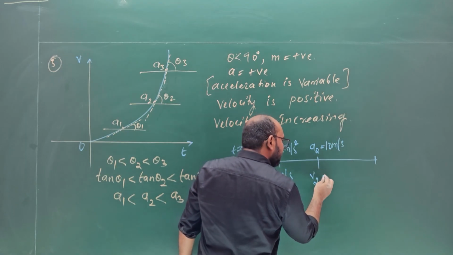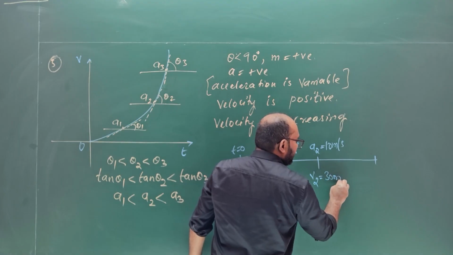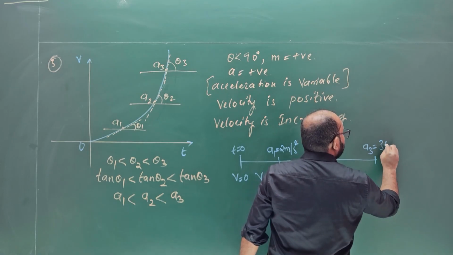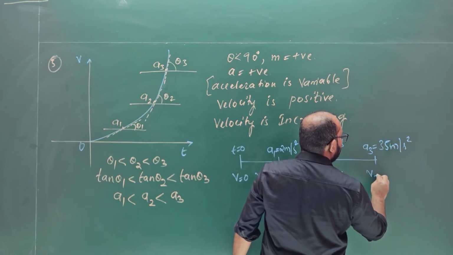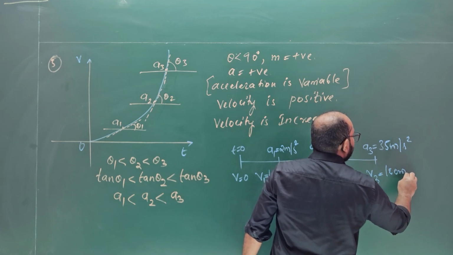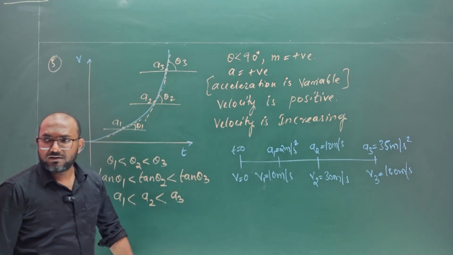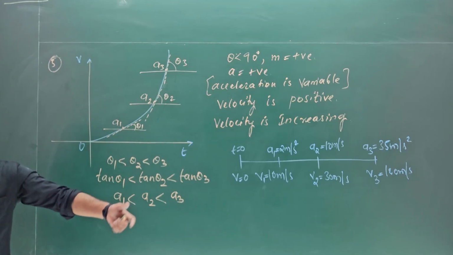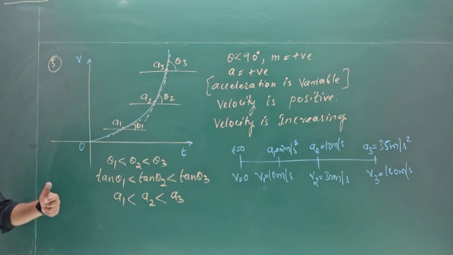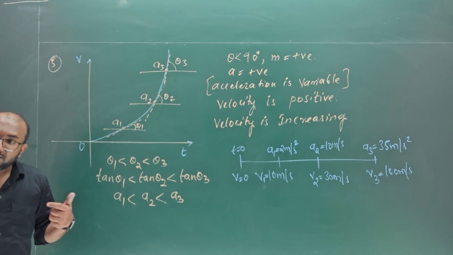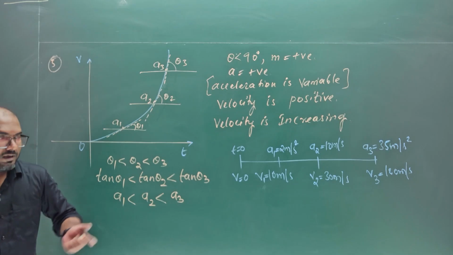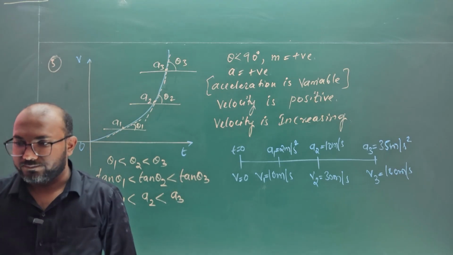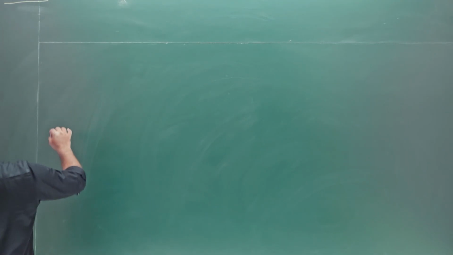At that time, let's say the velocity is 30 meter per second. Similarly, a3 let it be 35 meter per square second. v3 is equal to, let it be, 100 meter per second. So if acceleration is not constant, definitely velocity won't increase at the same rate. It will increase by more, right? Yes or no? If acceleration is constant, can I say the rate of increase in velocity will be equal? Yes. Acceleration is constant? No. Variable. Definitely the rate will be different.